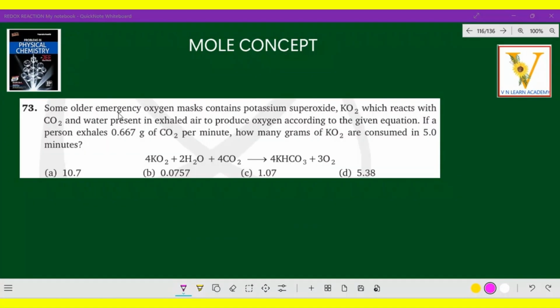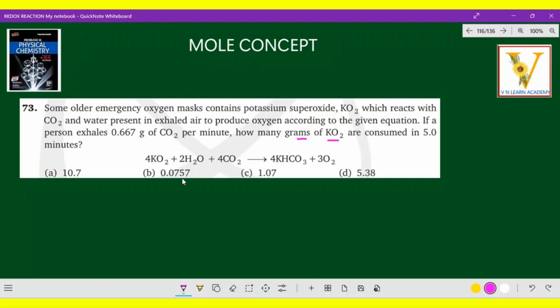The next question: some older emergency oxygen masks contain potassium superoxide, KO2, which reacts with carbon dioxide and water present in exhaled air to produce oxygen according to the given equation. If a person exhales 0.667 gram of carbon dioxide per minute, how many grams of potassium superoxide are consumed in 5.0 minutes? Right now here, they are asking for the given mass, right? How many grams of potassium superoxide are consumed in 5 minutes?